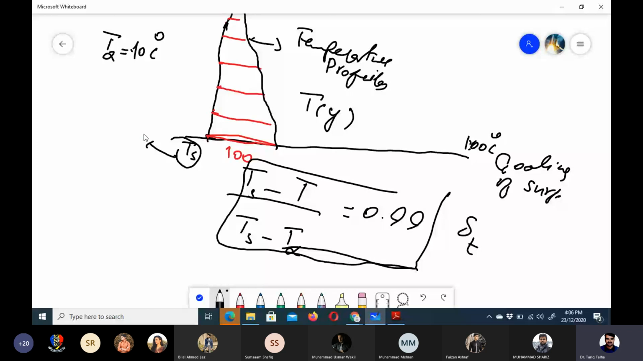The velocity boundary layer was represented with delta only, and we also call delta H the hydraulic boundary layer, and this one we call the thermal boundary layer.